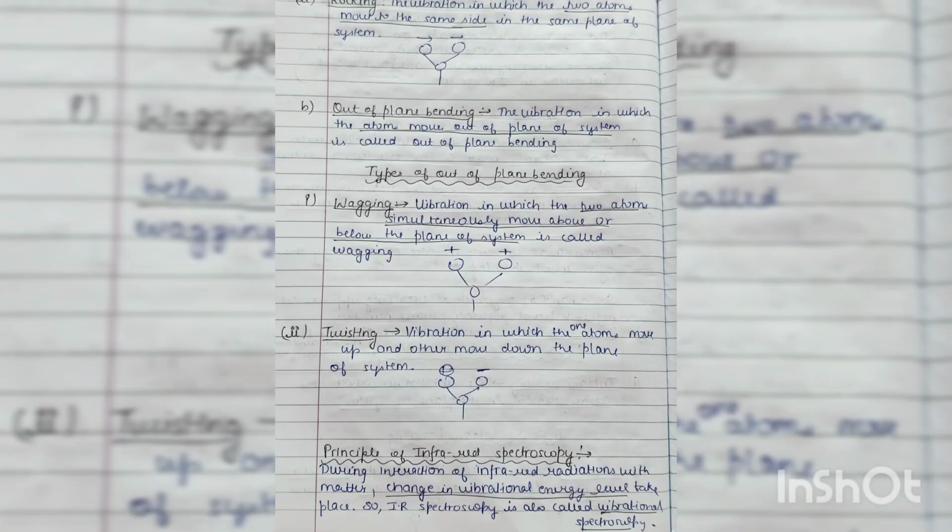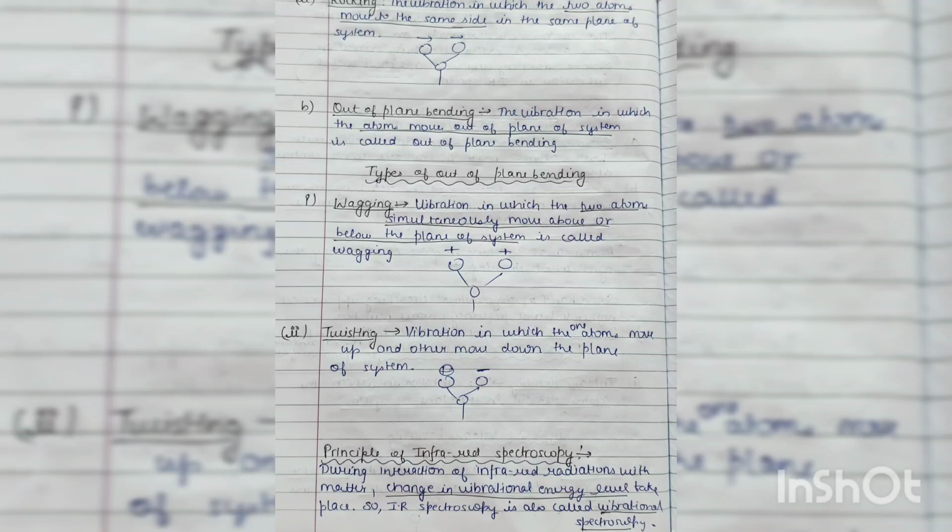Second is rocking, the vibration in which the two atoms move to the same side of the same plane of the system. Second, out of plane bending. The vibration in which the atoms move out of the plane of the system is called out of plane bending. Now, types of out of plane bending. First is wagging, vibration in which the two atoms simultaneously move above or below the plane of the system. Second is twisting, vibration in which one atom moves up and the other moves down the plane of the system.